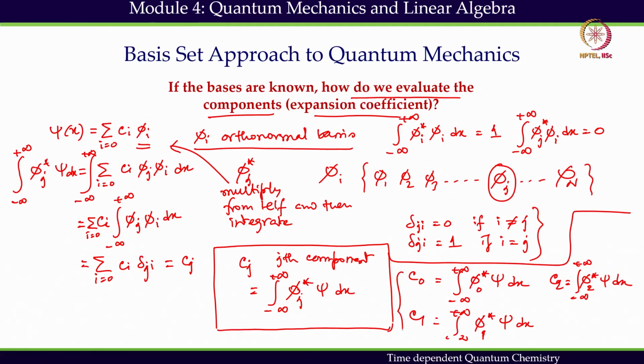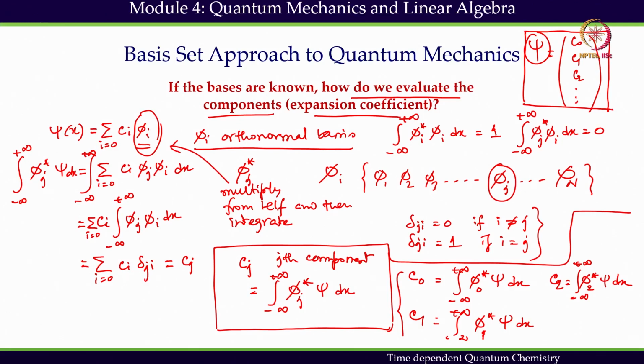Once we get these expansion coefficients, I can express psi as C 0, C 1, C 2 like this, and I can represent it in matrix form. This matrix form, I will repeat one more time, is obtained with respect to a certain basis phi I. If I change the basis, immediately these components will change, but it does not change the wave function, just like the vectorial example we have given.